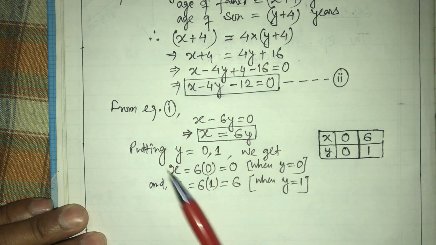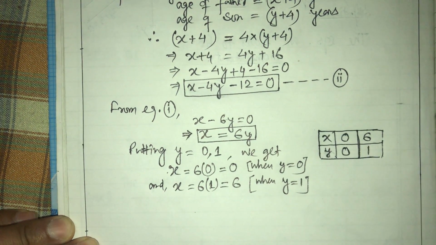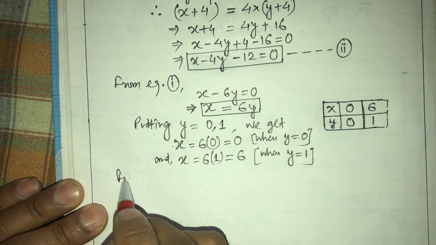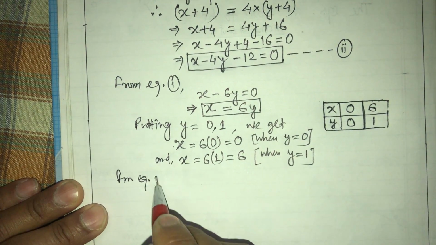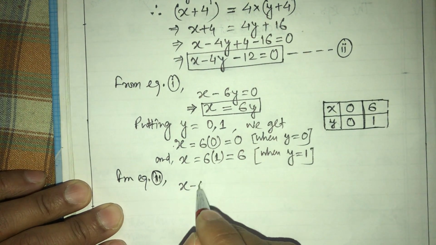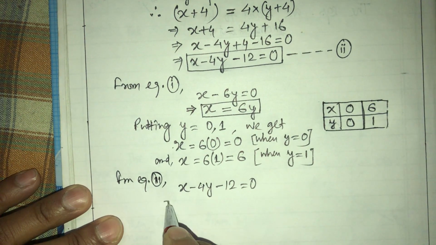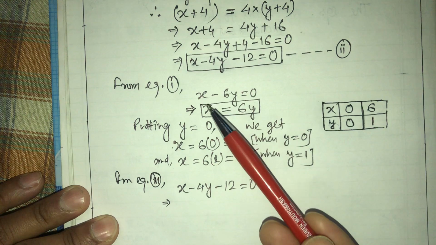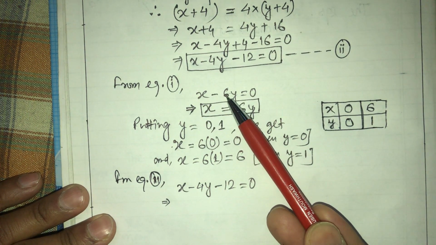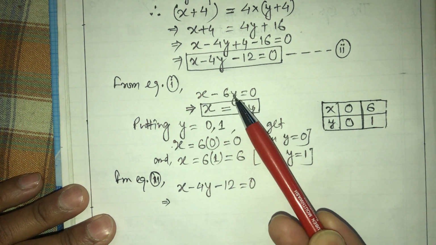Now same thing we'll do for equation 2 as well. We'll get two such tables. Now let's go for equation 2. From equation 2, it is x minus 4y minus 12 equal to 0. Now do the same thing what I told you earlier. The coefficient of x was 1, y was 6. So I kept the smaller one here, x, and shifted this y towards right.